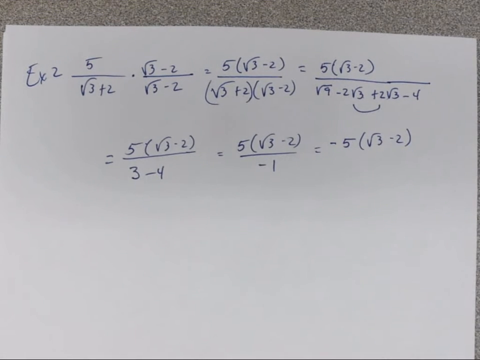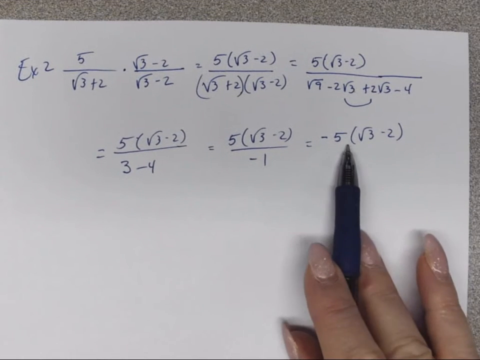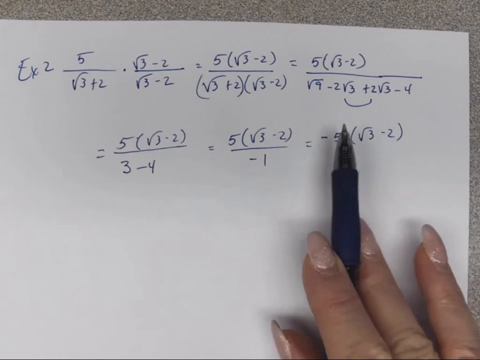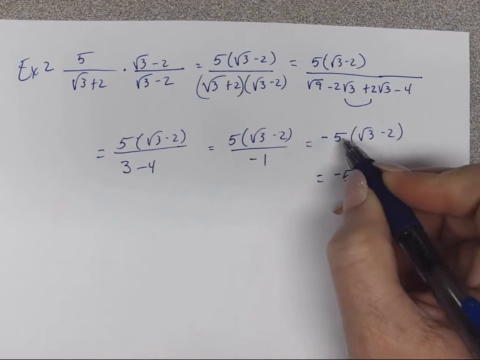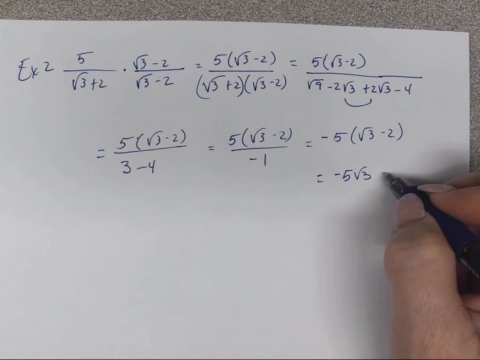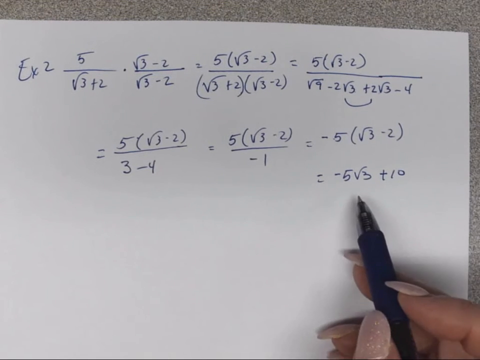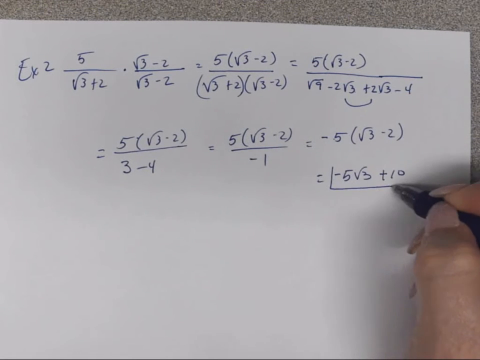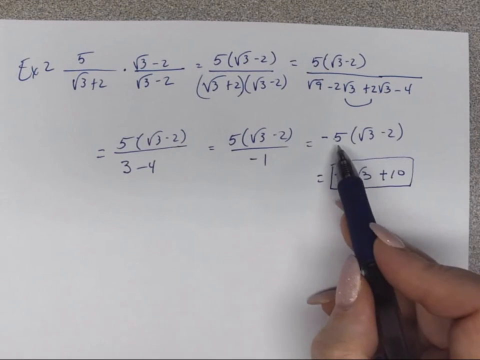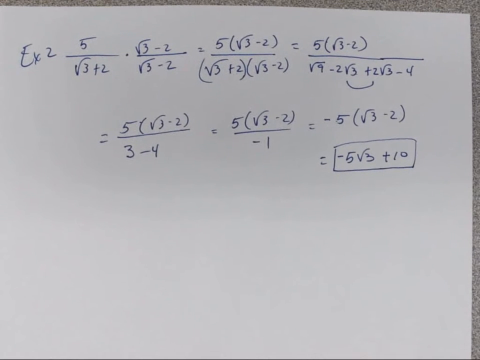Now, depending on your homework and what they're looking for in an answer, you can either leave it like that, or you could then distribute this to be negative 5 square root of 3. Negative 5 times negative 2 would be positive 10. So depending on what they're looking for in the homework, I would be good with this answer, but the homework may want it in that format. So you can always view an example and see what they're looking for.